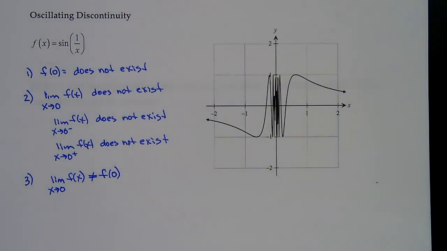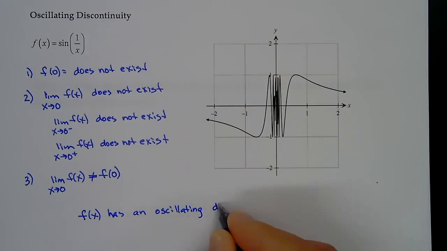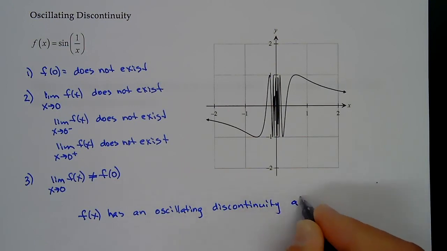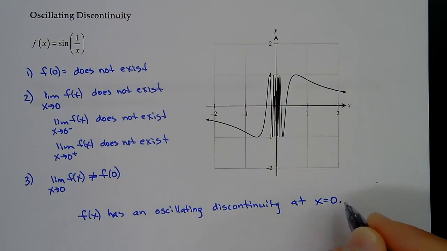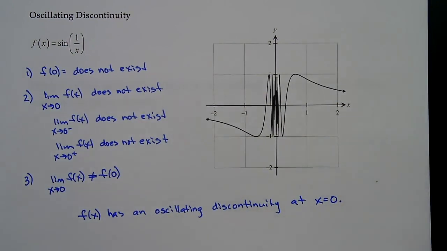And this is called just an oscillating discontinuity. So f of x has an oscillating discontinuity at x equals 0. That's all the types of discontinuities there are. And so for the first test, you're going to have to be able to identify: here's a discontinuity, what type is it and why? And going through these three statements is the why.